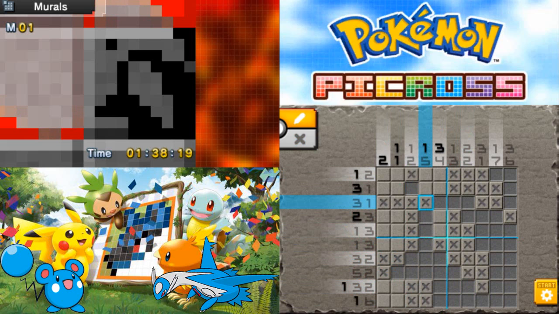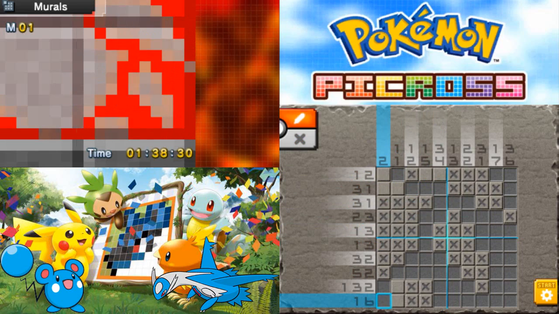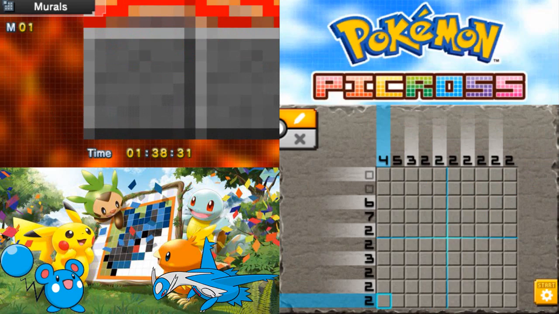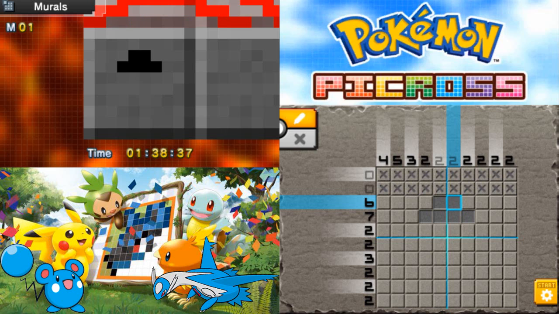Got the 5 and a 1. Alright, that's the 2. So there's a 3. 1 and 2. There we go. Alright, and now bottom row, finally. Alright. So we got the 6 and the 7. So we got the 2s right there. Those are not in the 2s.